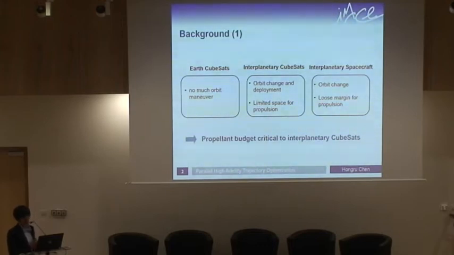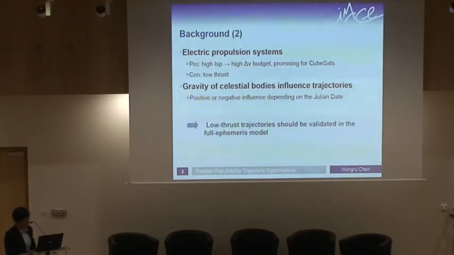Unlike interplanetary spacecraft, which have relatively loose margin for propulsion, the propulsion capacity of CubeSats is greatly restrained by their limited space and mass budget. So propellant budget is very critical to interplanetary CubeSats. Second, concerning the propulsion system, electric propulsion systems are getting popular because of their high specific impulse, which means for a certain amount of mass, the CubeSat can enjoy a high delta V budget. The drawback is that it's low thrust, which may not be applicable for some trajectories needing quick response.